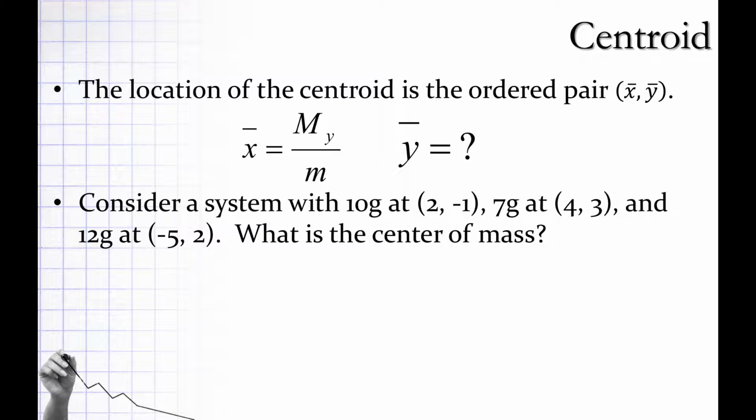No matter which coordinate we're finding for our centroid, we know we need to take the moment over the mass. So what is our total mass? It's 29. 10 plus 7 plus 12, 29. So we know for sure that we're going to divide by our total mass. Now it's a matter of how do we put our moments together?